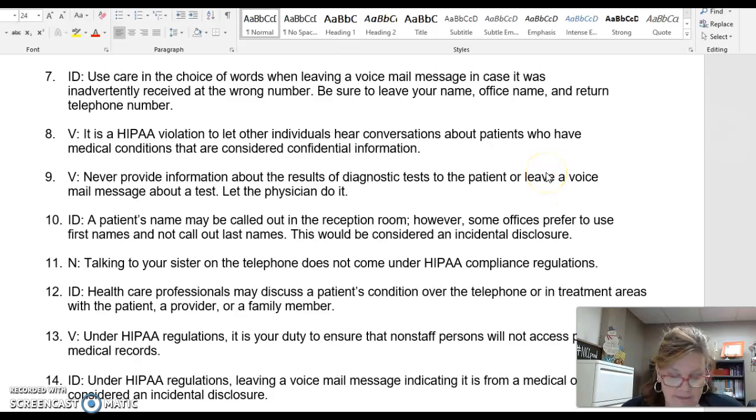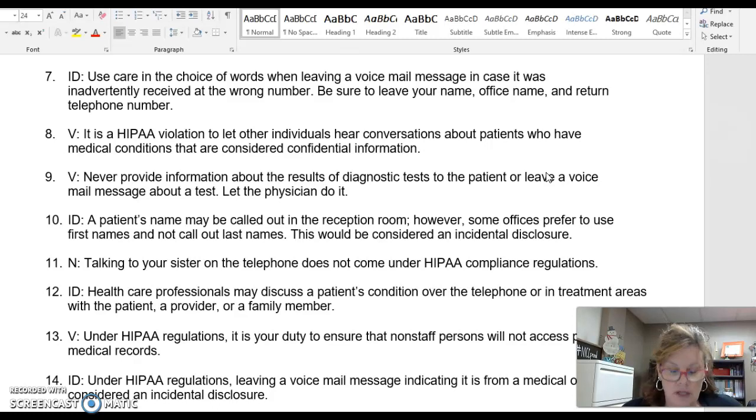Number 8, we have 3 patients near the reception area of the office. They overhear you telling another staff member that Daisy is scheduled for a pap smear tomorrow at 4 p.m. Okay, keep in mind, we did say her last name. You don't want others to hear your conversation about patients who have medical conditions that are considered, again, confidential information.